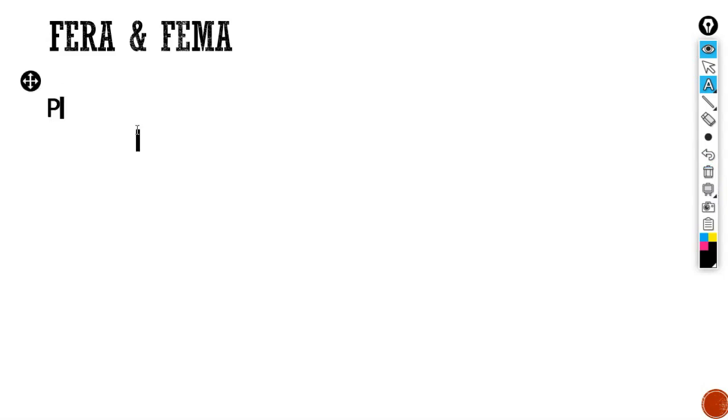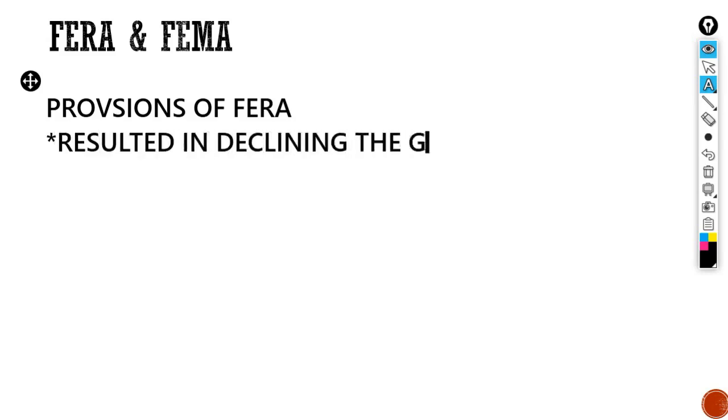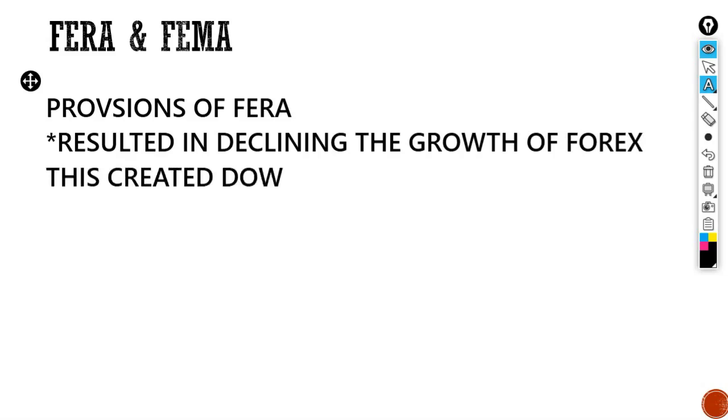Now, the provisions of FERA resulted in some problems. One of them was that it resulted in declining the growth of forex. This created downward forex growth.